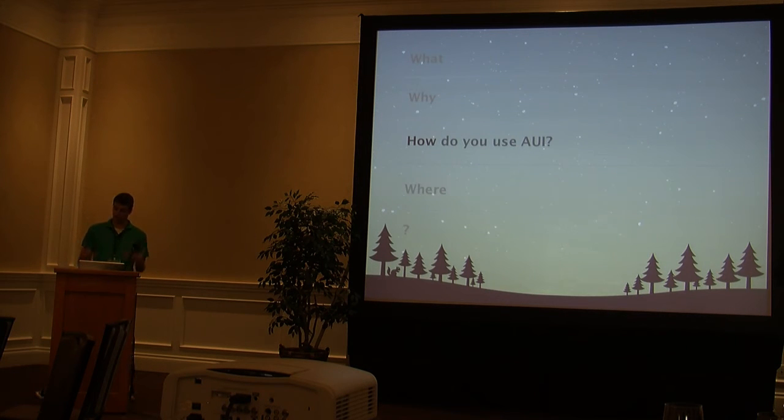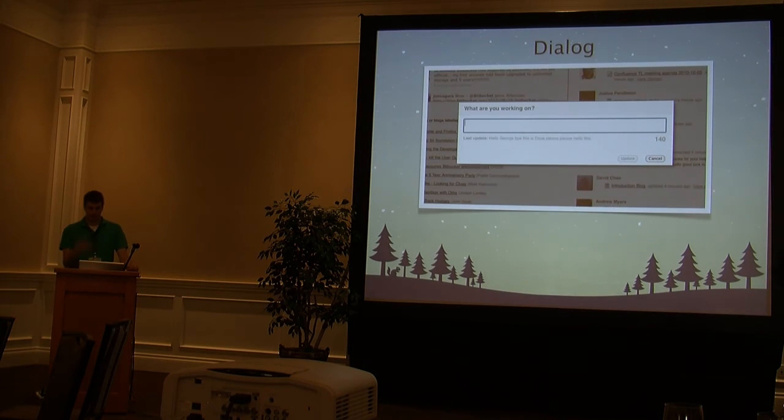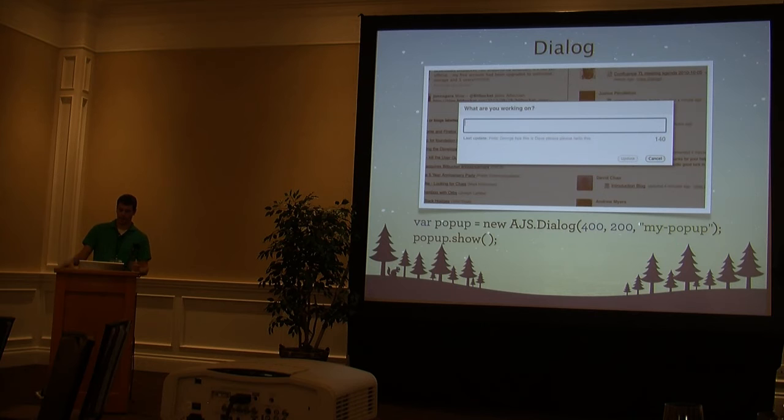So how do you actually use owie? These are the examples I showed before. This is the dialog. To create a dialog in owie, just a few code examples. You can see here, it's two lines. Obviously this doesn't have the content in it, but to get a dialog, I could have written this in one line, I suppose, you just call AJS.dialog, you give it a width and a height and an identifier, and you call show on it, and it takes care of the light boxing, it takes care of all this stuff for you.